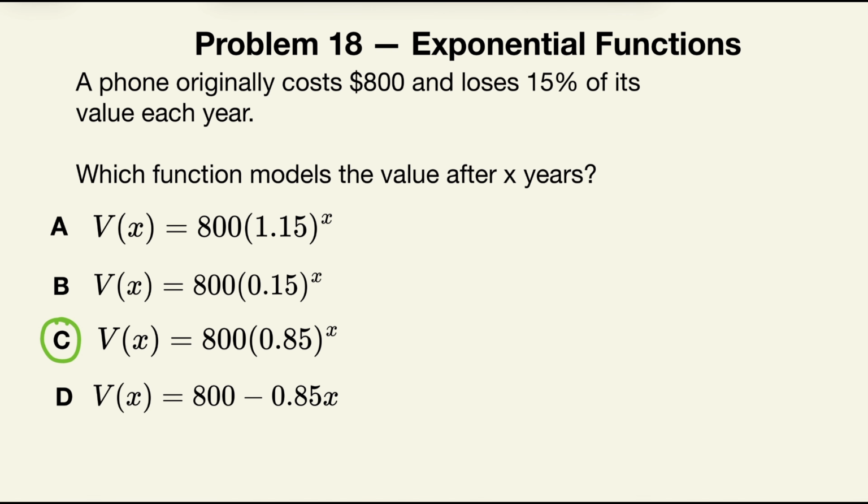Because the phone loses 15% each year, it keeps 85%, which becomes 0.85. And because the value changes by the same percent each year, this is exponential decay. Now, choice A represents exponential growth. Choice B would mean the phone keeps only 15% of its value each year. And choice D is linear, not exponential.